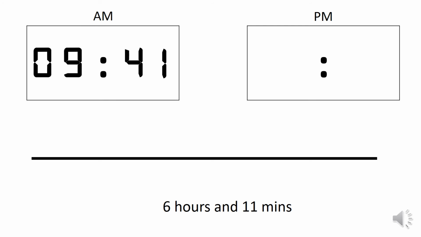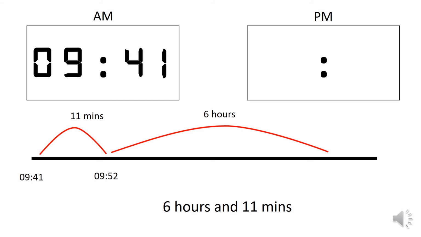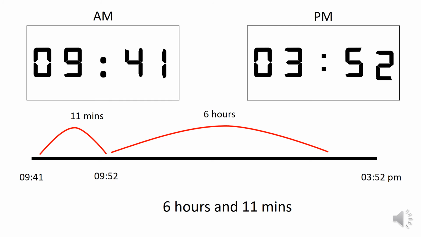I draw my line, put my start number on. I'm going to add on 11 minutes first. This gets me to 9:52 a.m. And I'm going to add on my 6 hours. That gets to 3:52 p.m. So 9:41 plus 6 hours 11 minutes gets us to 3:52 p.m.